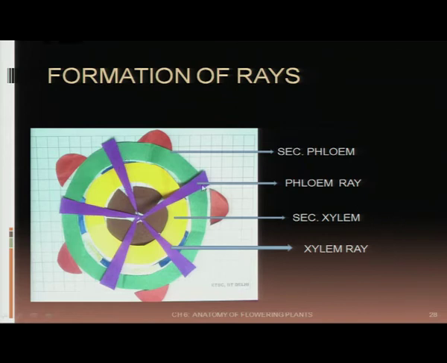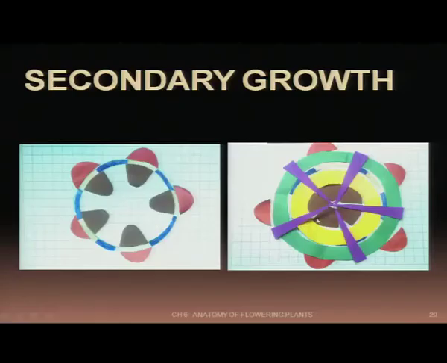So, when the rays are present in the phloem, they are known as phloem rays, and when they are present in the xylem, they are known as xylem rays. This was about the secondary growth in the stele. You can compare the structure of the two. This was just at the beginning of the secondary growth, and this is after the secondary growth has completed. You can see the girth has increased, you can see a lot of new tissue has been formed, a lot of wood has been formed.